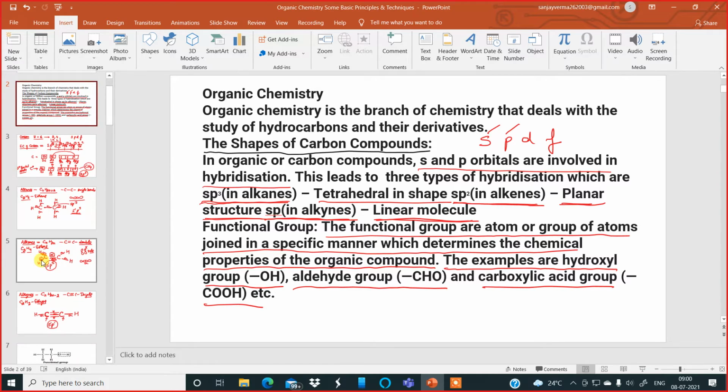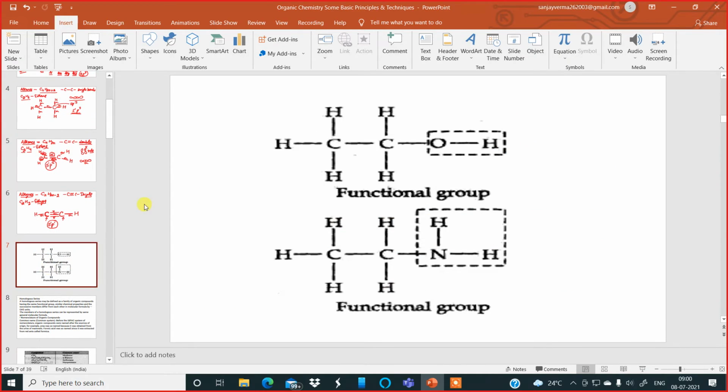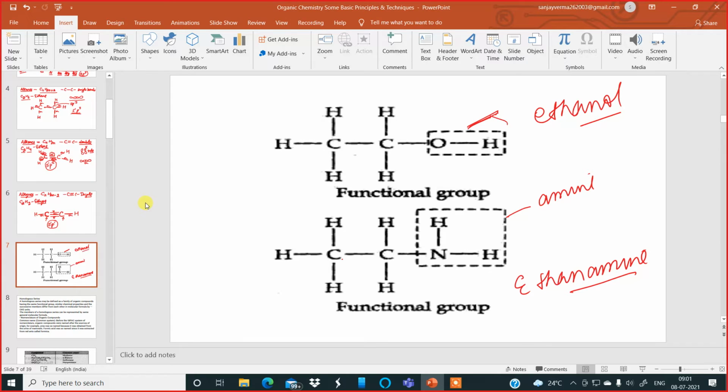Okay. Now let me show you some examples over here. Look at the first functional group over here. This is hydroxyl, alcoholic, hydroxyl. Okay. This one is amine. One carbon, two carbon. So this compound becomes ethanamine or ethylamine. This one is ethanol. This compound is ethanol. So functional groups give specific properties to the organic compound.